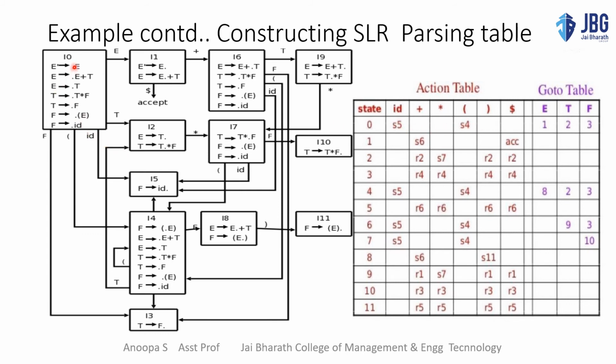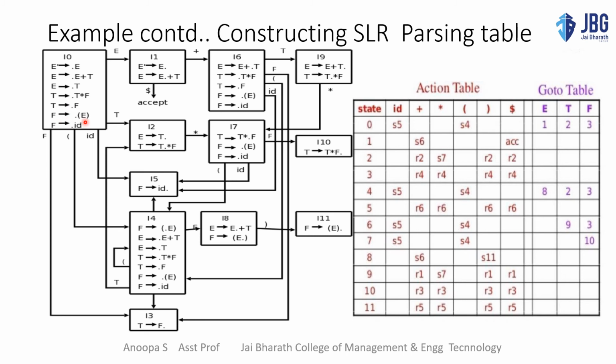Now second is check whether there is a prediction with dot at the end. There is no prediction with a dot at the end, so this action part is over. Now the third one is whether there is the prediction E dash giving E dot. This is dot E, not E dot, so we don't have to worry about that. Now we have to see whether there are gotos.